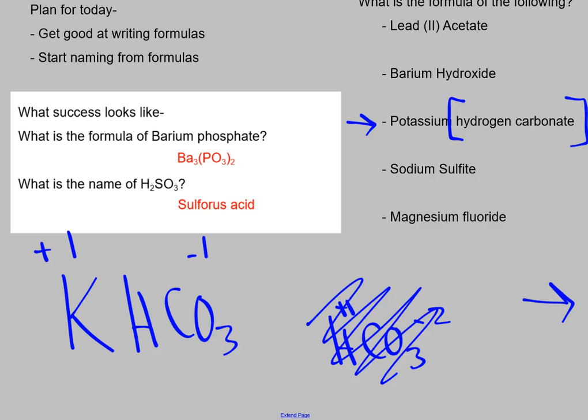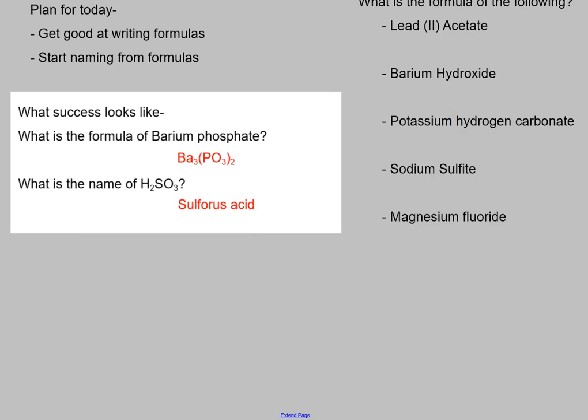All right, now I'm going to get rid of that. If these already equal 0, what do I do? Nothing. All right, it's already done. KHCO3. Potassium, hydrogen, carbonate. Rarely does it just 100% tell you everything, but it did in that one. Okay? Next one.